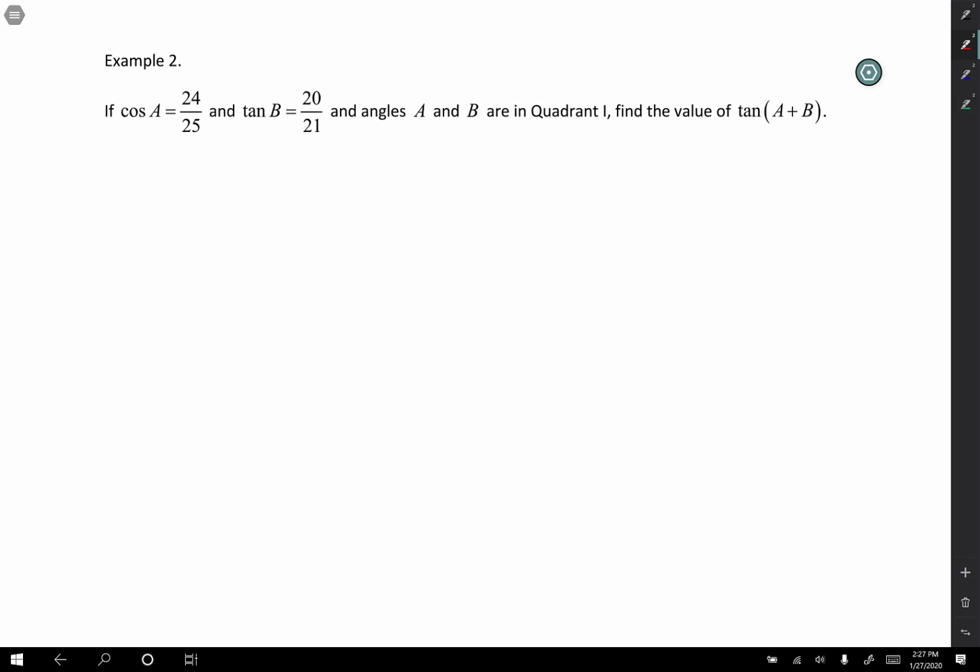Cosine A is 24/25 and tan B is 20/21. And angles A and B are in quadrant 1. Find the value of tan A plus B.